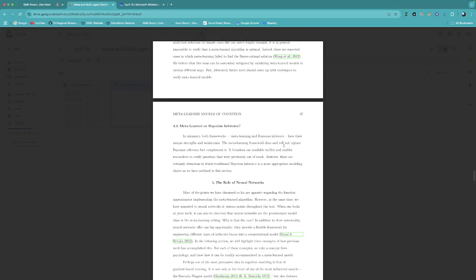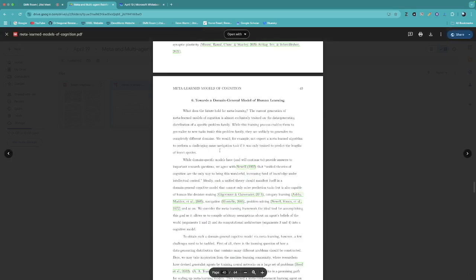We can use a strict form of Bayesian inference. We can use a meta-learning model. But they argue that the meta-learning framework does not and will not replace Bayesian inference, but instead will complement it. It broadens our available toolkit and enables researchers to study questions that were previously out of reach. And then they basically turn to meta-learning and talk about domain general models of human learning. What does the future hold for meta-learning? The current generation of meta-learned models of cognition is almost exclusively trained on the data generating distribution of a specific problem family.